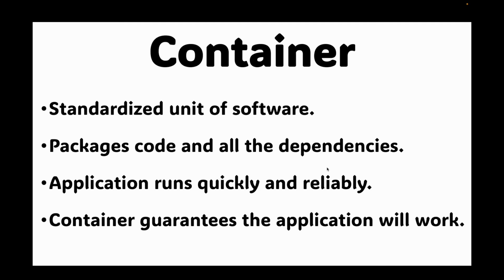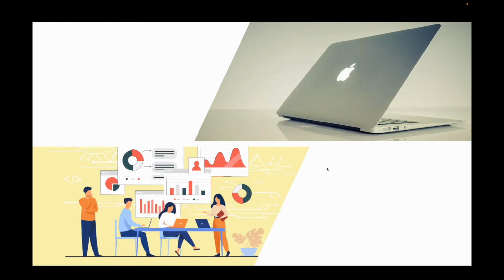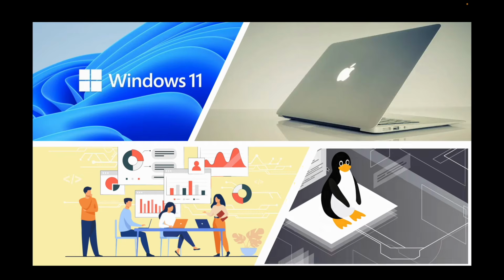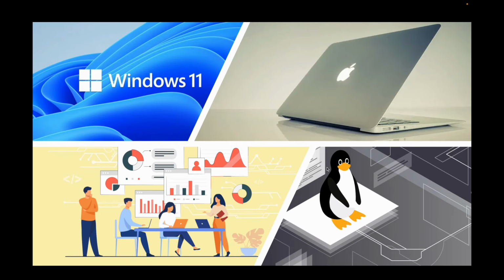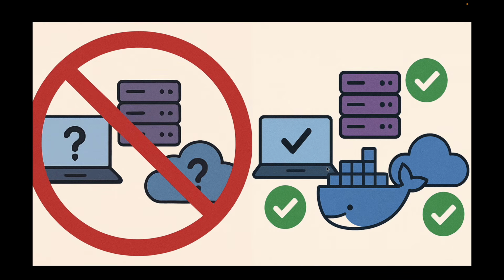This leads up perfectly to the problem Docker solves. Raise your hand if you have ever heard or said the phrase, but it works on my machine. We all have. It's a classic nightmare of software development. You code an app on your Mac, it works perfectly. You then send it to your friend on Windows and it breaks. Then you deploy it on a Linux server in the cloud and it fails mysteriously. Why? Because the environments are different. You have different operating systems, different library versions, different dependencies. It's a mess.